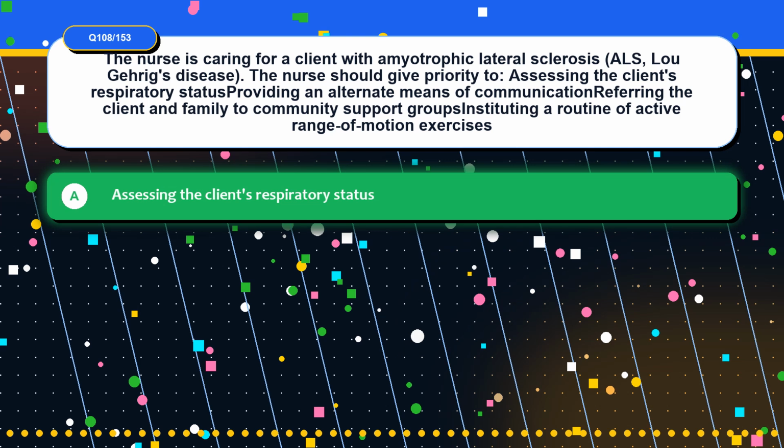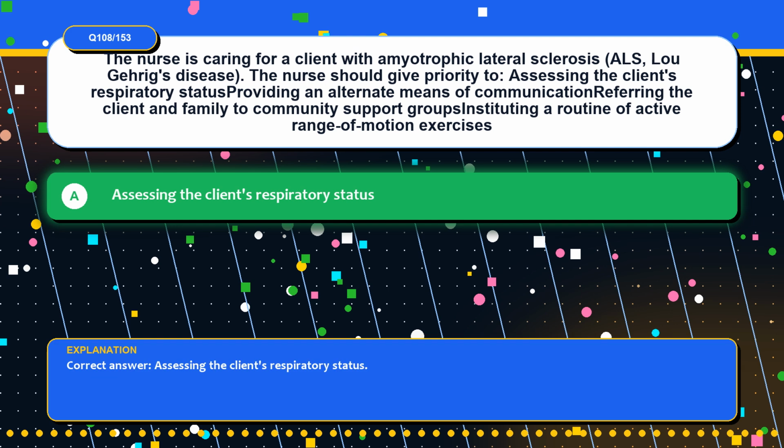The correct answer is option A. Assessing the client's respiratory status.